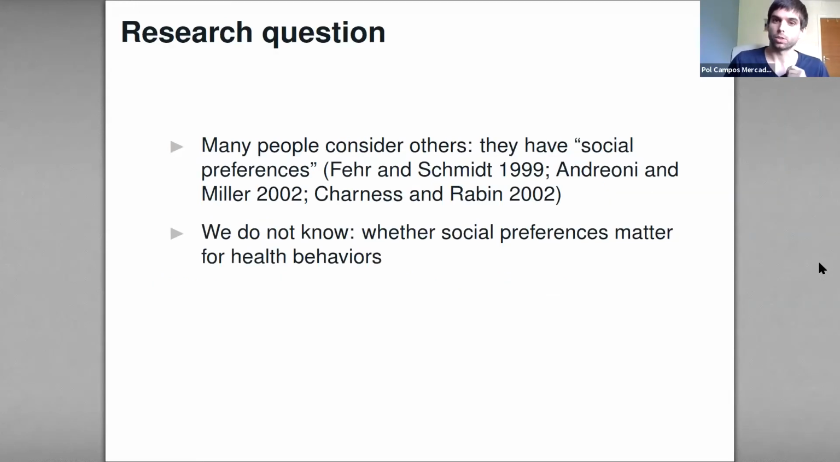Now, what do we know? Do people consider others? We know actually that people consider others. There's a lot of research on social preferences showing that people are willing to give up some payoff in order to benefit others. What we do not know is whether these social preferences matter for health behaviors during a pandemic. It could be, for example, that during a pandemic, people are mostly afraid of getting infected, and their behavior is mainly driven by this fear, and not that much by their consideration of how their behavior affects others.